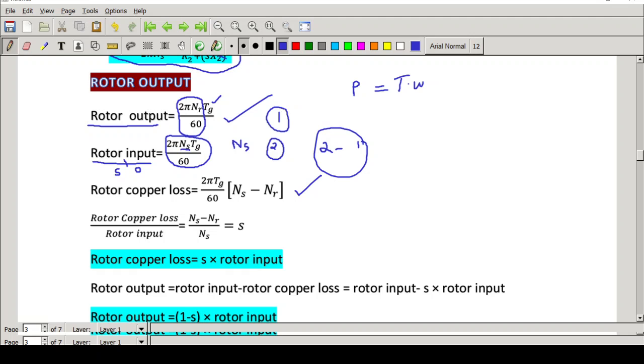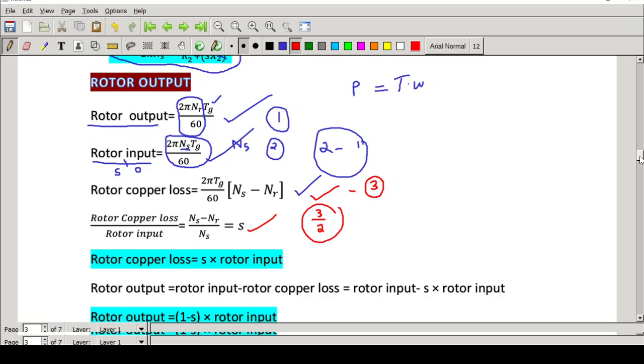Now I am taking the ratio of rotor copper loss to rotor input. The rotor input equation I already know, and the rotor copper loss I also calculated. This is the equation for the rotor copper loss, so let me take this equation as 3. Then I am going to find the ratio of rotor copper loss to rotor input, so it is the third equation divided by the second equation, 3 by 2. Then I will get this expression: rotor copper loss by rotor input is equal to slip.